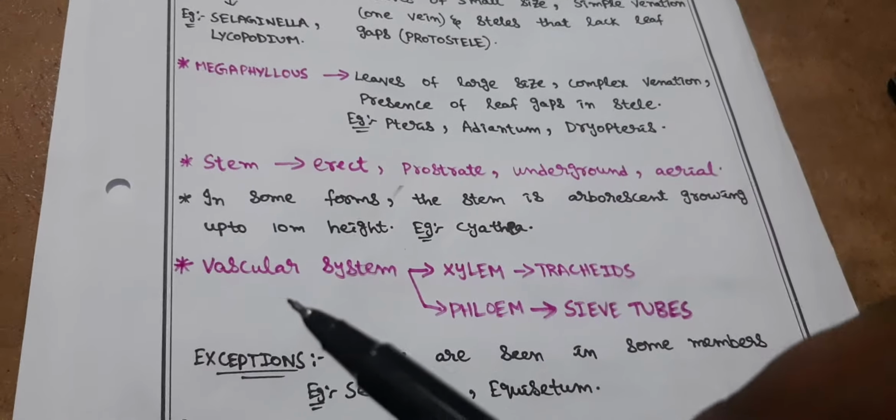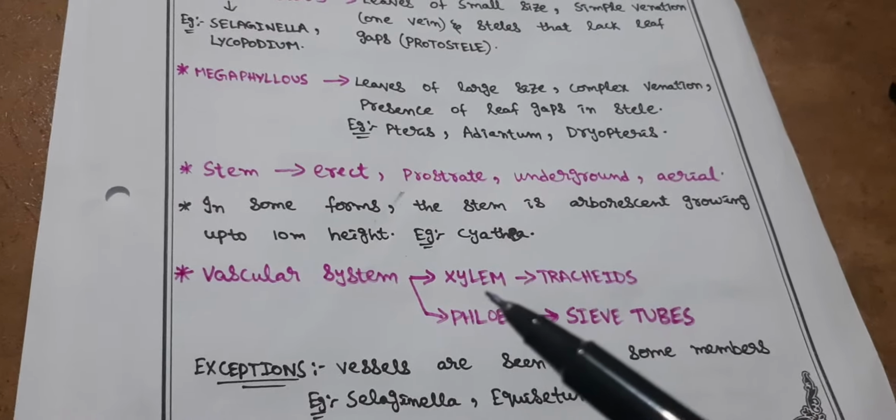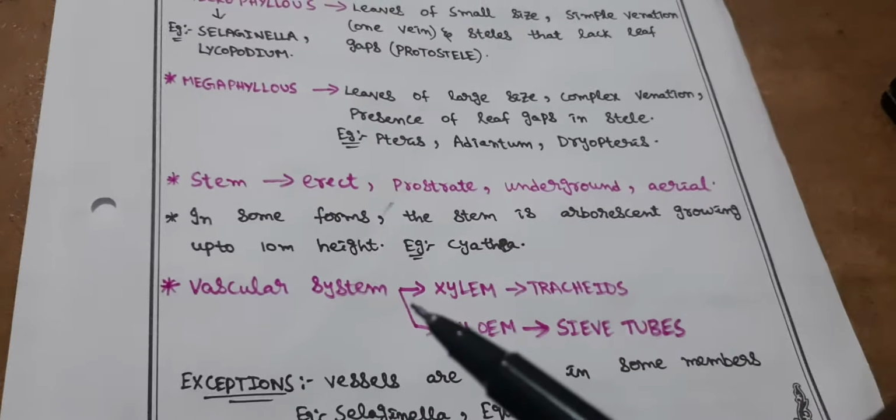Next, vascular system. This is the conducting system actually, which conducts water and mineral salts, etc. It has xylem and phloem. Xylem has only tracheids, vessels are absent in majority, and in phloem only sieve tubes are present. That means companion cells are absent.